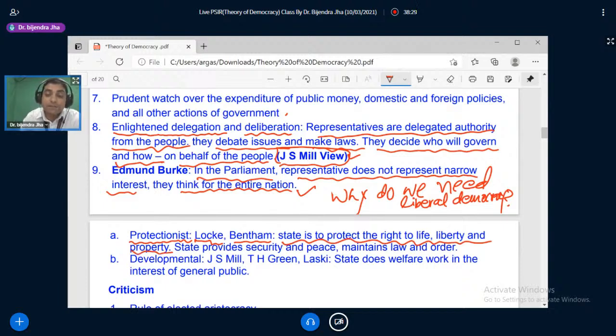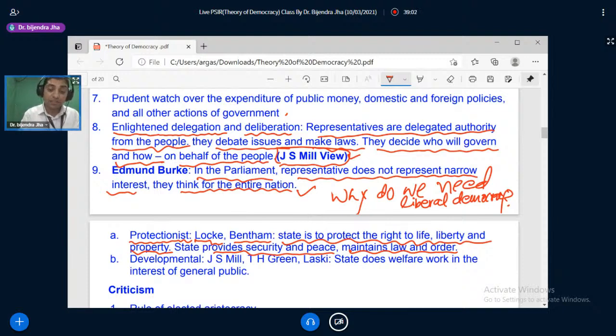Okay, the state provides security and peace. Remember John Locke. Why do we need a state? Because it provides security and peace, right? And it maintains law and order. That is one perspective of the state. The other perspective: why do we need liberal democracy or representative democracy?